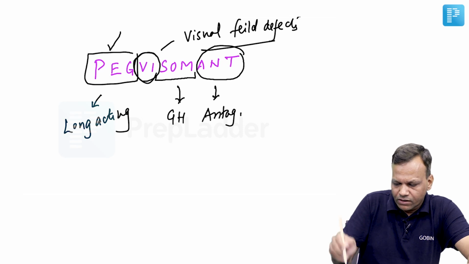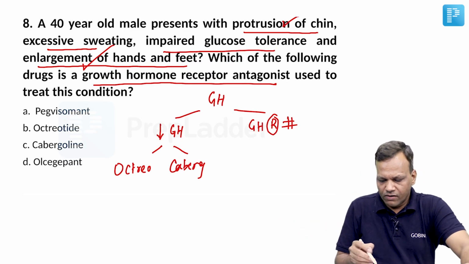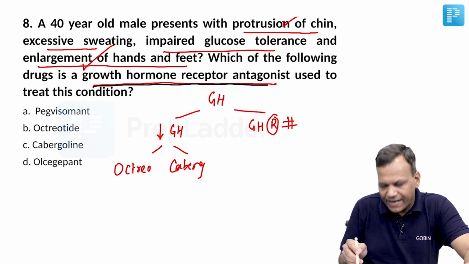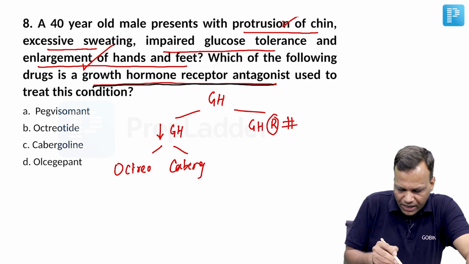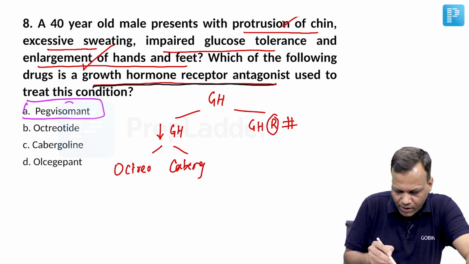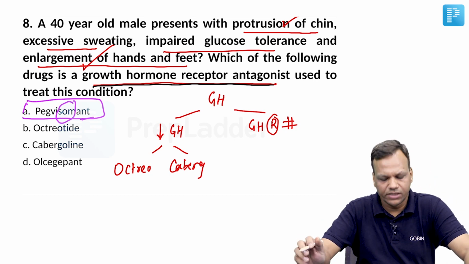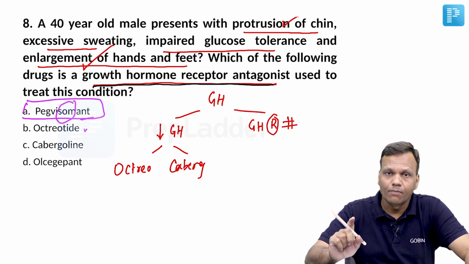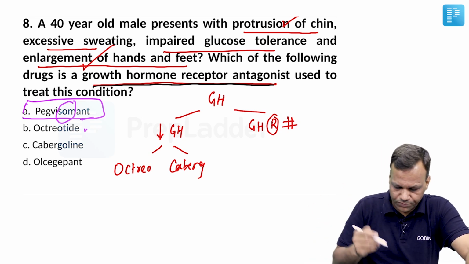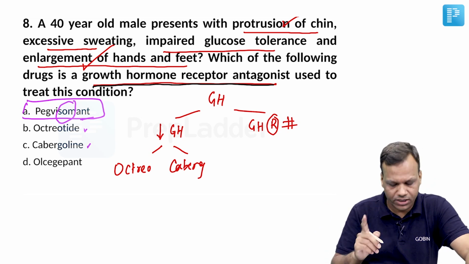Okay. So coming to the question, which is the growth hormone receptor antagonist? So they are asking about the receptor antagonist. So the answer will be pegvisomant. The name says somatotropin antagonist. Okay. The other drugs, octreotide, we already discussed. It is used in acromegaly, but not a growth hormone antagonist. Cabergoline is also used, but not an antagonist.